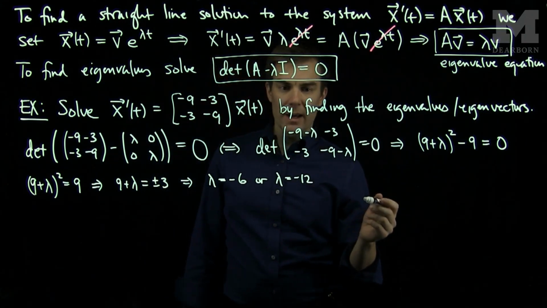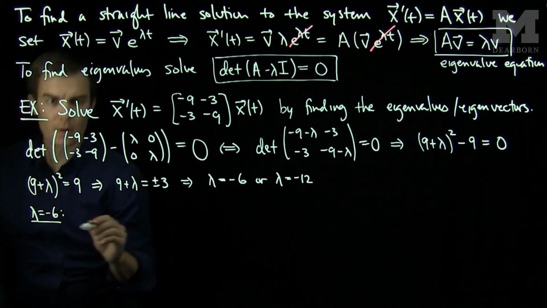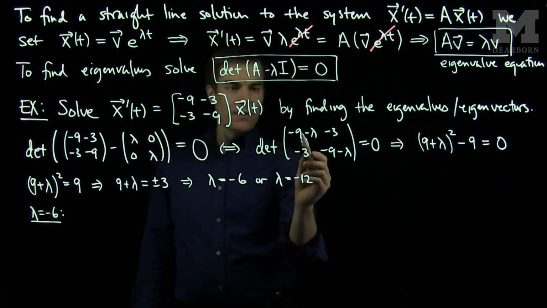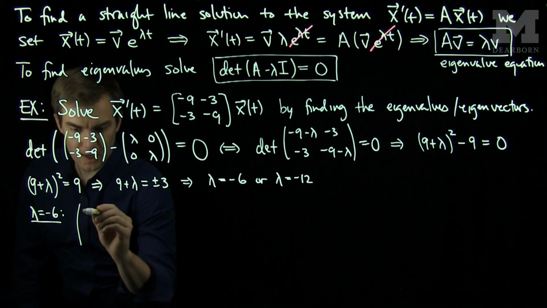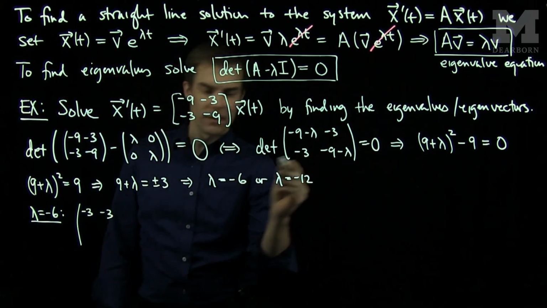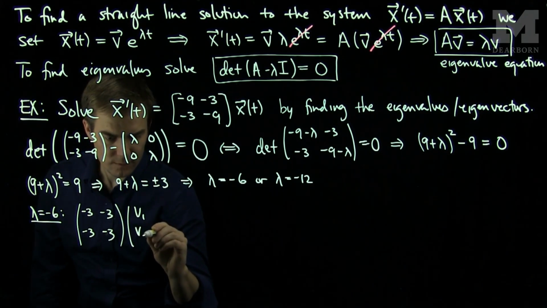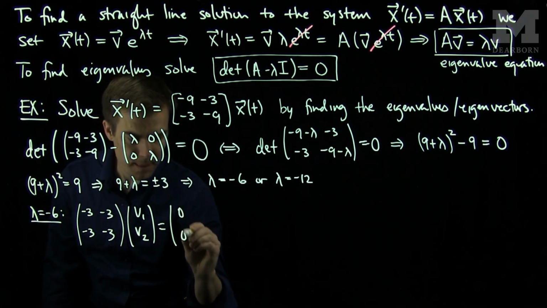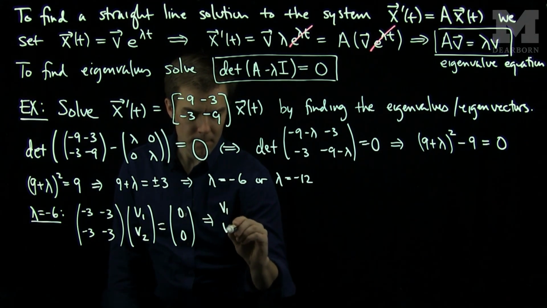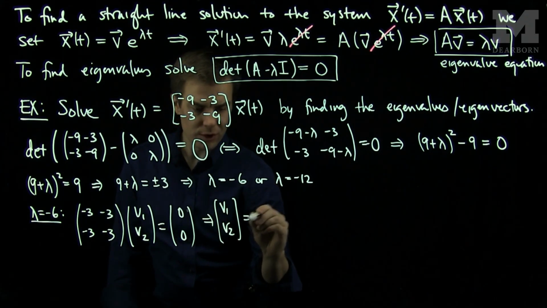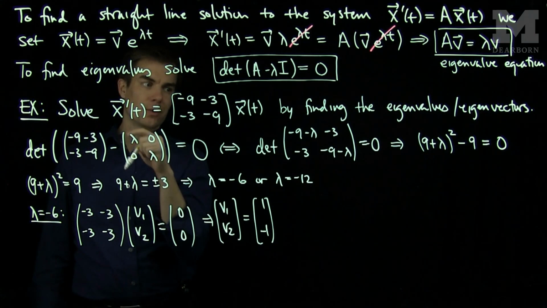And now I'll find the corresponding eigenvectors. To find the eigenvector corresponding to lambda equals negative 6, we plug it back into our equation. If I have negative 6, this is negative 9, then a negative negative 6 is a positive 6. So my matrix will become 3, 3 on the first row, then 3, 3 on the second row. I need to find a vector v1, v2 that gives me 0, 0. And we can see from this that I can choose the vector v1, v2 simply to be 1, negative 1. So I have my first straight line direction.